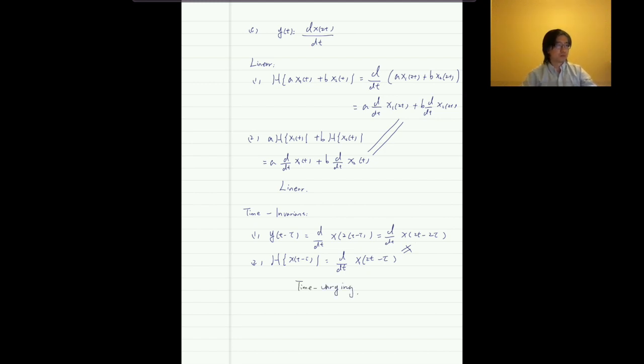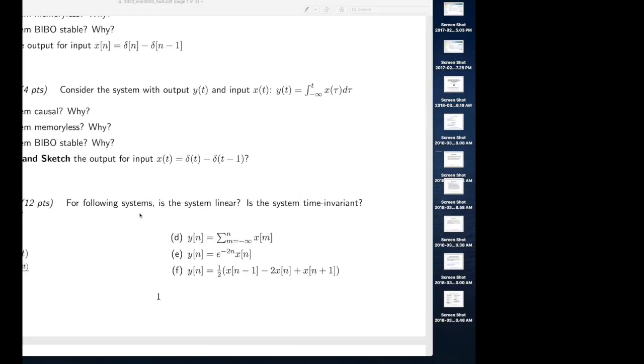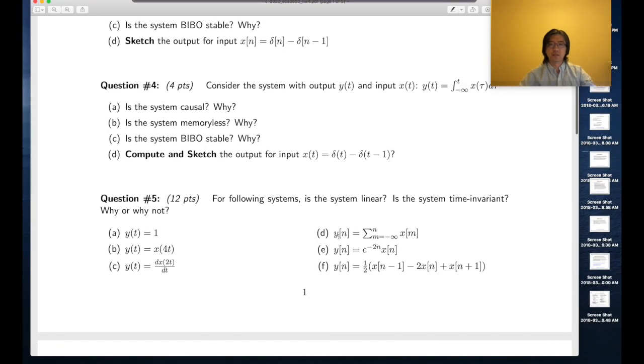Okay, so this is C. So next, let's check D. D is this guy: a summation of x of n from negative infinity till n. For D, let's see. So y of n equals the summation from negative infinity till n of x of n. Okay, so again we do two things. The first one is to check whether the system is linear or not.